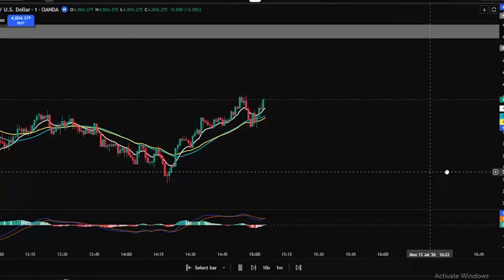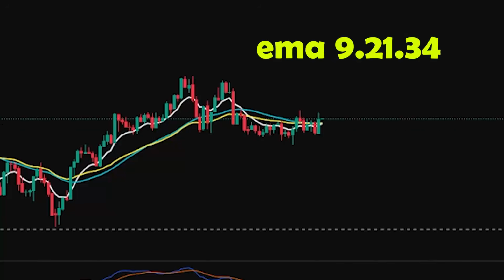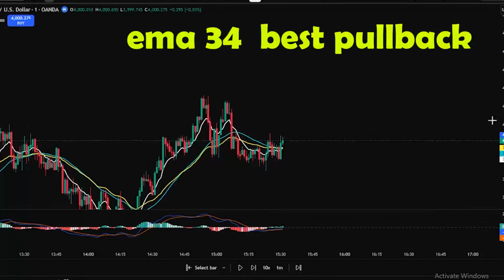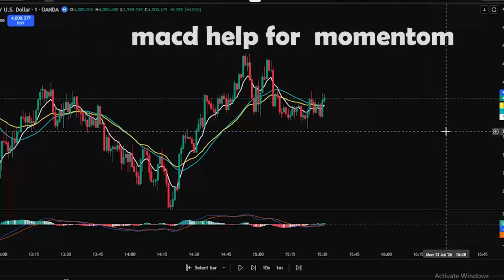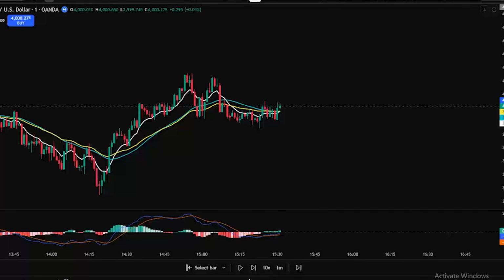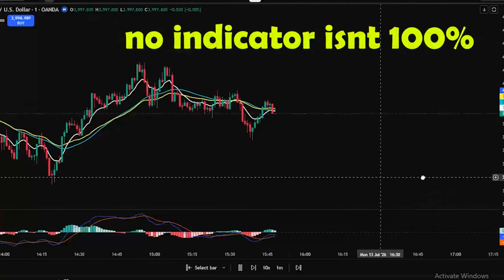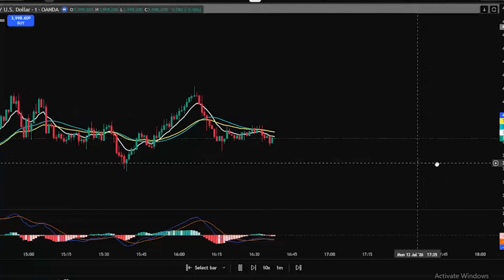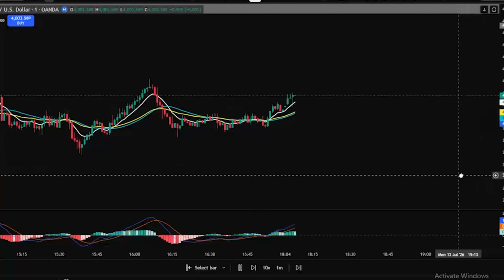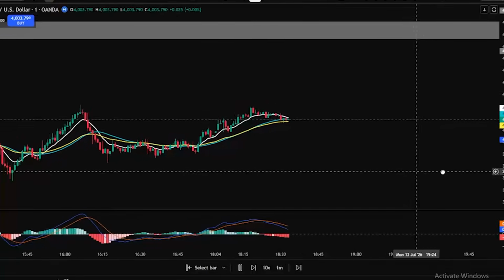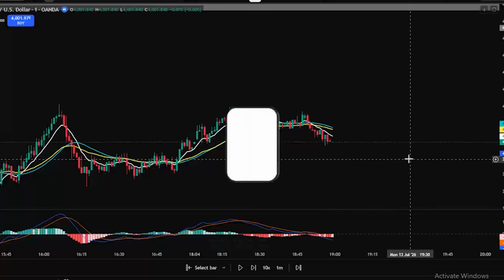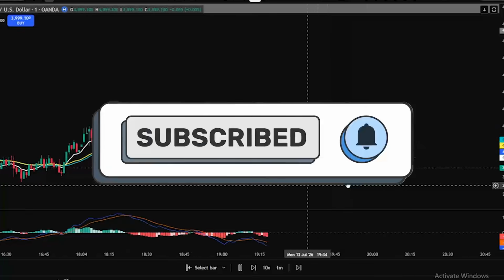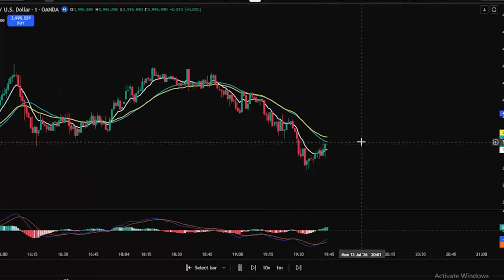This strategy is built around three simple ideas. EMA 9 and EMA 21 identify the momentum shift. EMA 34 gives us the pullback zone. MACD helps confirm whether the momentum is strong enough to continue. But remember, no indicator can predict every move. The real advantage comes from combining confirmation, patience, and proper risk management. The next time gold starts moving aggressively, don't chase the first candle. Wait for the EMA crossover, the EMA 34 retest, and MACD confirmation. That's the setup to watch in your next XAUUSD trading session.